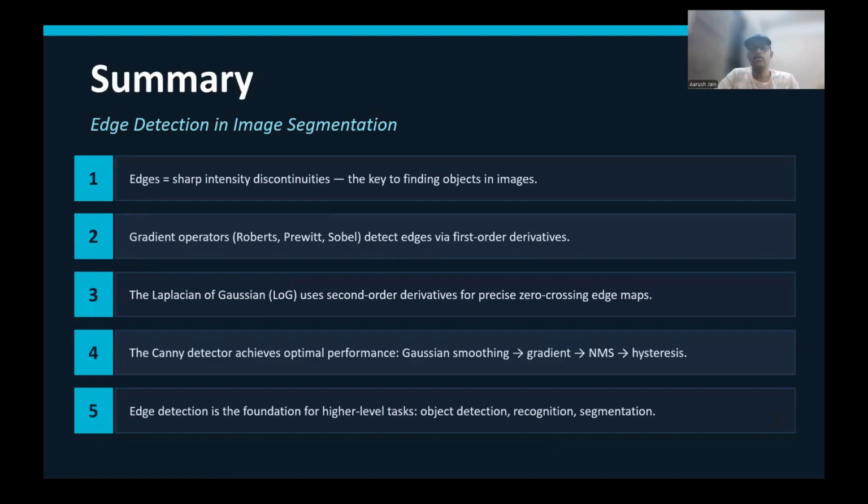Finally, to summarize, edges are sharp intensity changes and they encode structural information we need to find and understand objects in images. For this, we have a spectrum of tools: simple gradient operators for speed, LoG for precision, and Canny when we want the best quality.